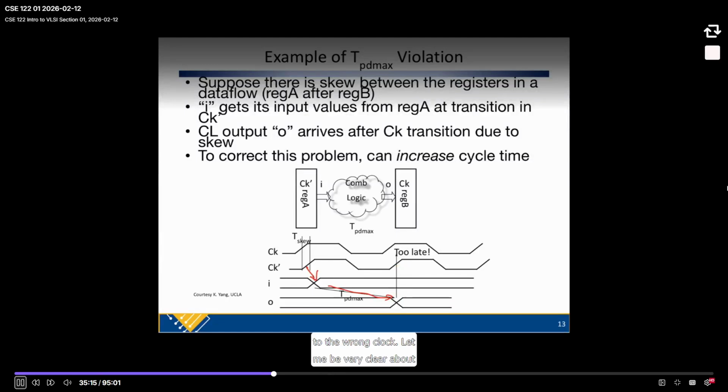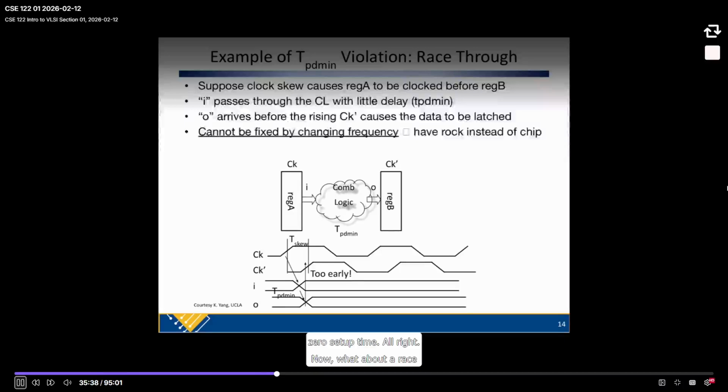Oops, actually I drew it to the wrong clock. Let me be very clear about this. The capturing clock is CK, so it's after that clock. Right? What you can clearly see is before the value settles on the output of that. And this doesn't include the setup time. This is just saying, oh, there's zero setup time. All right? Now, what about a race through time?